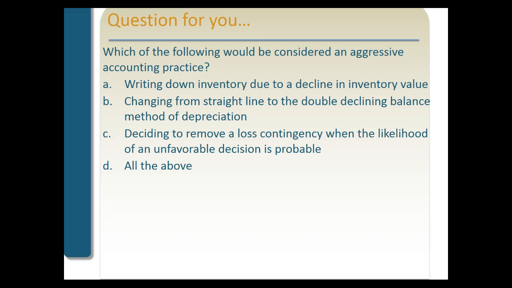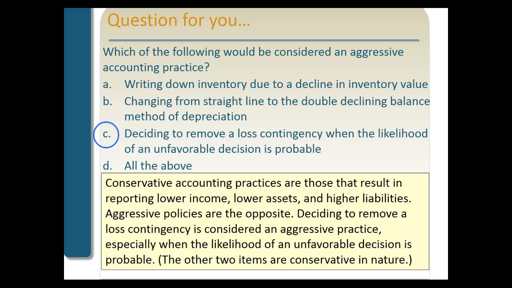Which of the following would be considered an aggressive accounting practice? Writing down inventory due to a decline in inventory value, changing from straight line to the double declining balance method of depreciation, deciding to remove a contingency loss when the likelihood of an unfavorable decision is probable. Removing a contingency loss would be an aggressive accounting scenario.